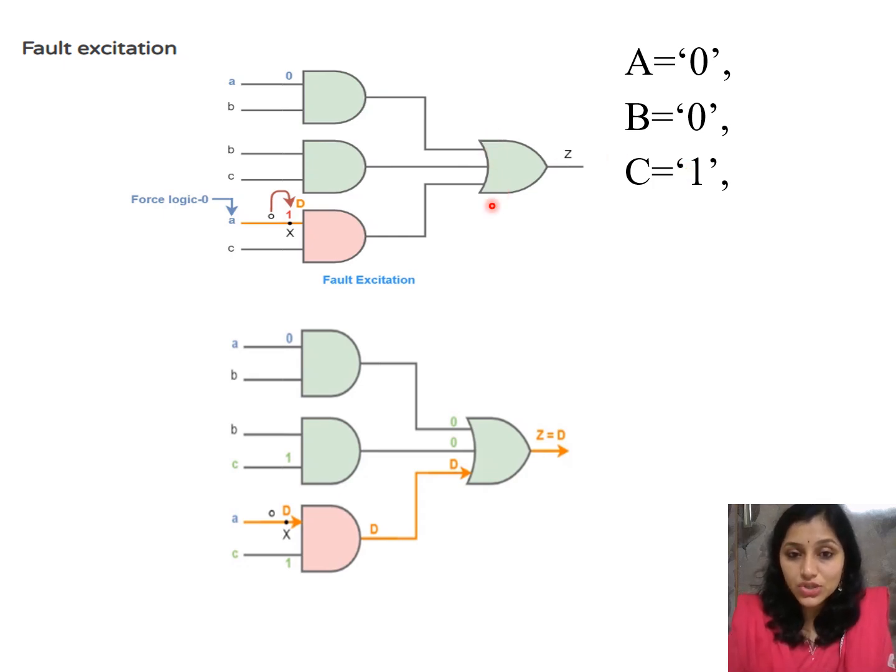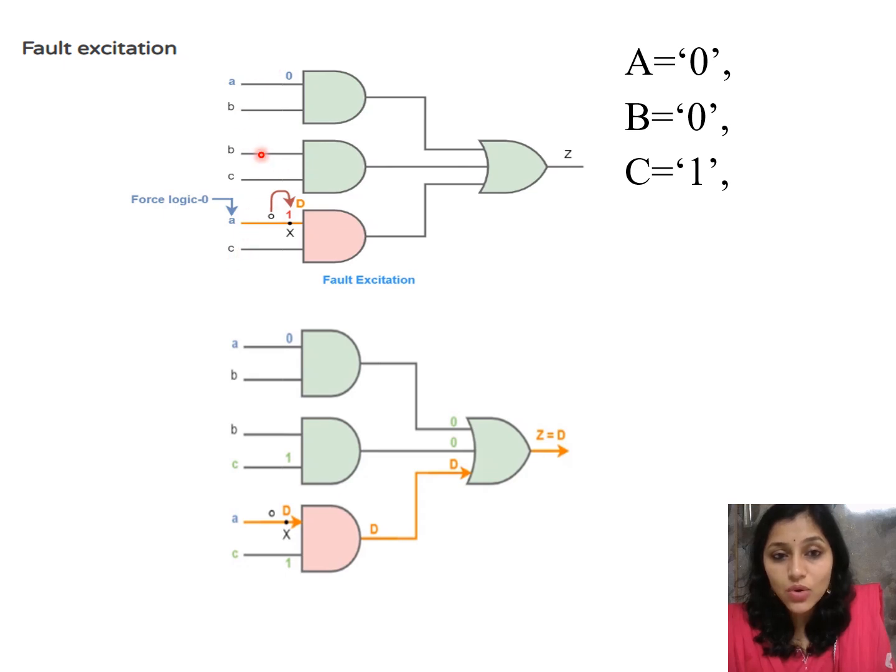So for this OR gate, to identify the fault at this path, I must keep the other two inputs of the OR gate at non-controlling values, which are 0. So I want this 0, and I want this also 0. So to get 0 here, I'm setting A to 0. So A is equal to 0. C is 1. It means to get 0 here, B must be 0. Are you getting what I'm saying?